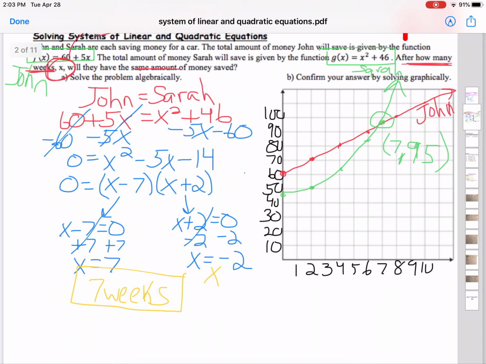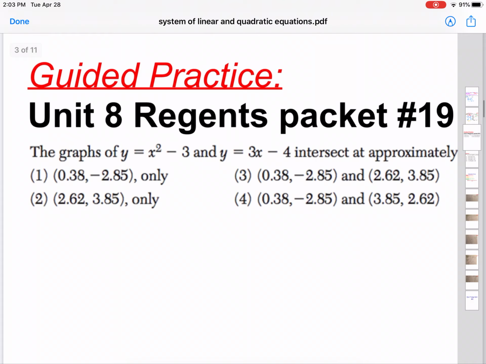So you can see here that we're now combining all the knowledge we've learned about linear and quadratic functions to solve problems that involve both of them at the same time. Let's go ahead and take a look at our guided practice. We're going to jump back into our Regents packet for this question. Please go over to number 19, and we're looking at the following problem. We want to know, when do these two graphs intersect?